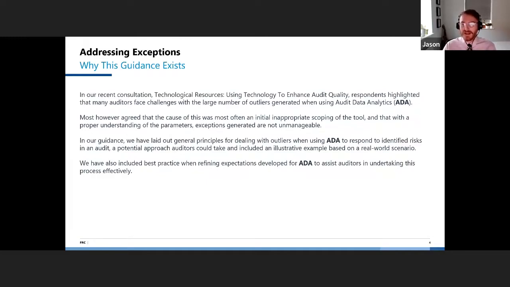Now you'll notice there I've switched from using the word exception to the word outliers when using audit data analytics. Part of the reason for that is that the word exception is a slightly loaded term from an ISA's perspective, because when you think about exceptions in an audit, you think about having to look at all of them. And that makes sense in the context of how exceptions are thought about in other areas of the standard. But it created a problem with this. And that's kind of where the idea that every exception had to be looked at individually was originating from.